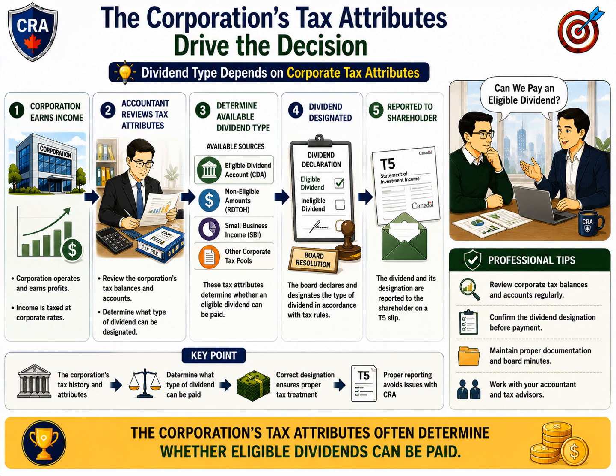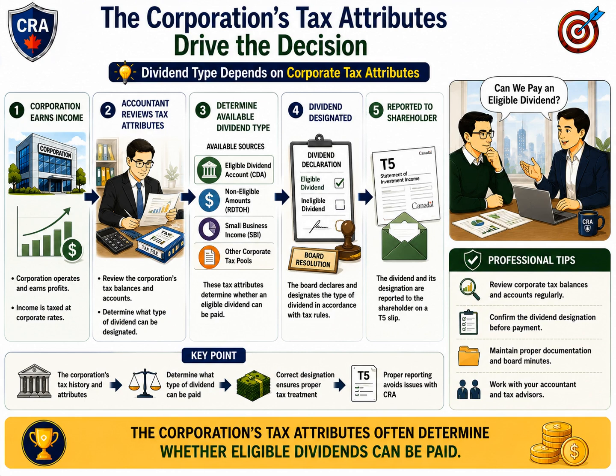The process begins when the corporation earns income. As profits are generated, those profits are taxed within the corporation. Depending on the nature of the income and the tax rates that apply, different tax attributes may accumulate over time. This is where the accountant plays a critical role. Before a dividend is declared, the corporation's tax balances and accounts should be reviewed. These accounts help determine what type of dividend may be available for designation.